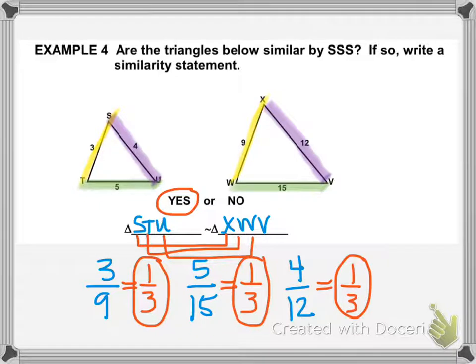Now this was easy to see because the triangles were oriented in the same direction, but sometimes you might have a triangle that's flipped or even turned. So I think highlighting the sides like I did will help you in those instances to make sure that you know which vertices correspond.